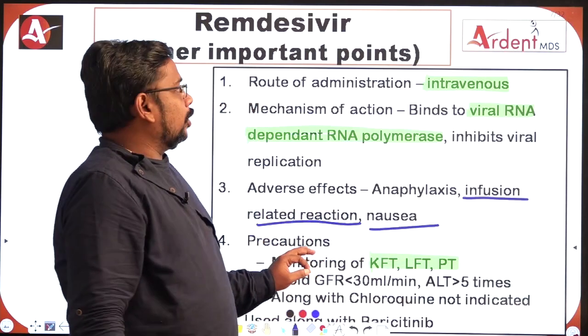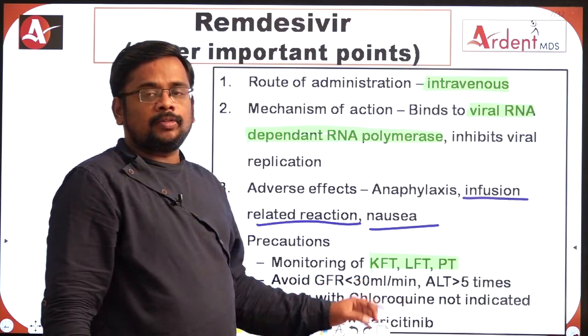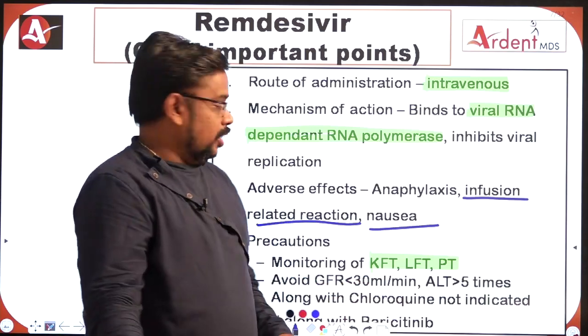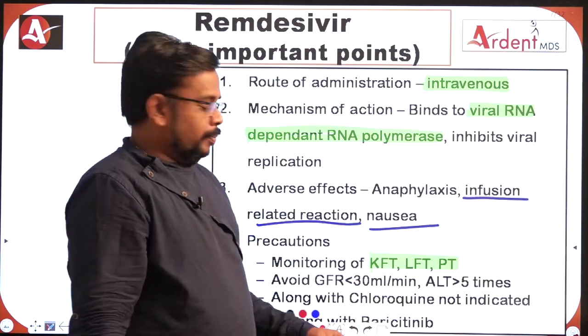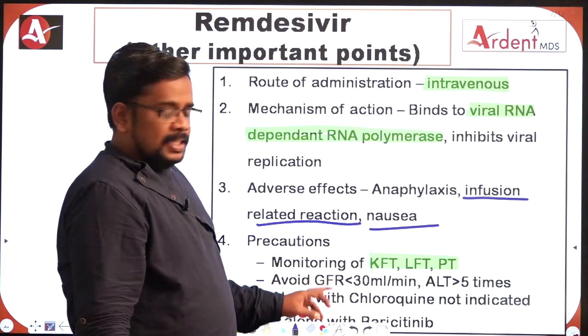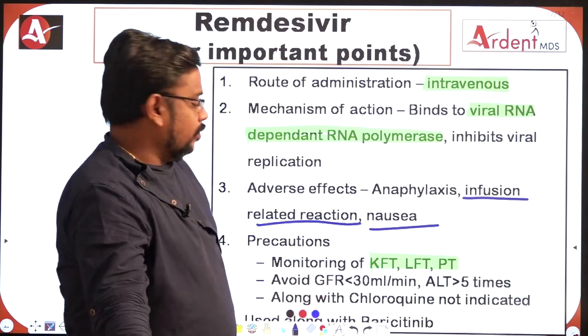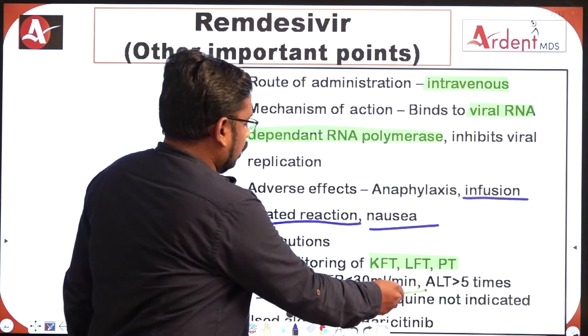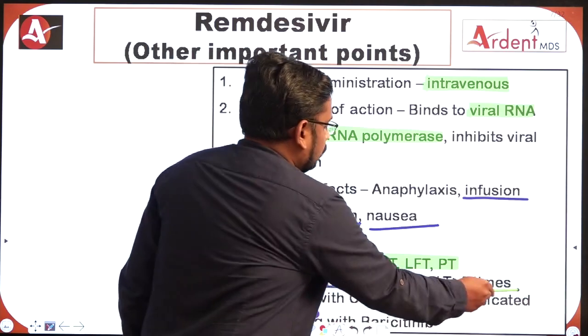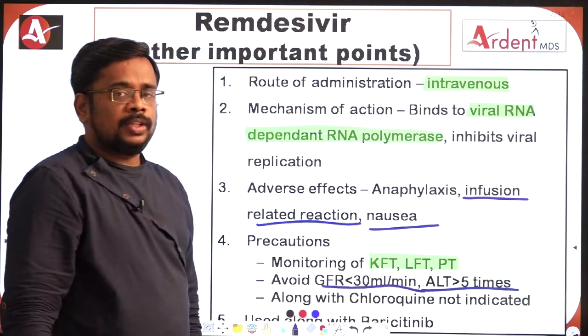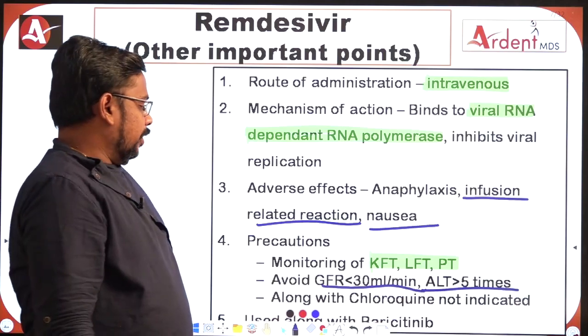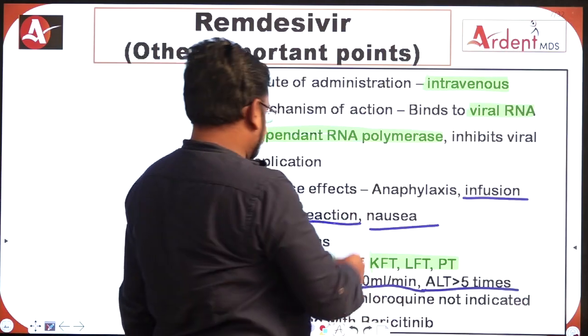Precautions to be taken when you give Remdesivir are monitoring of the kidney function test, liver function test, and prothrombin time. And if the patient has a glomerular filtration rate of less than 30 ml per minute, or alanine transaminase more than 5 times the normal, then you should avoid Remdesivir.